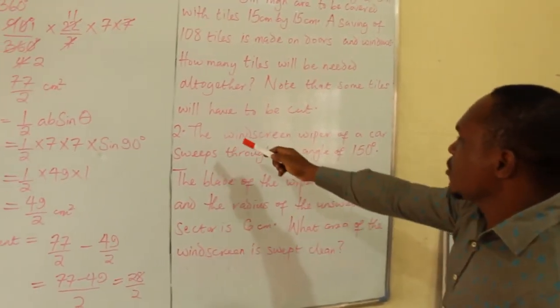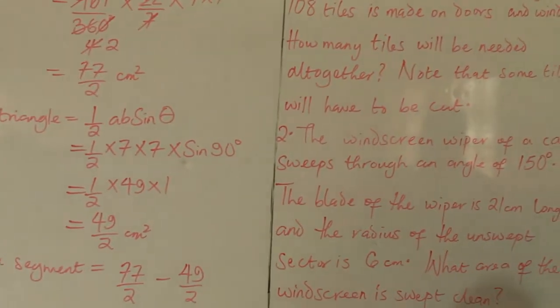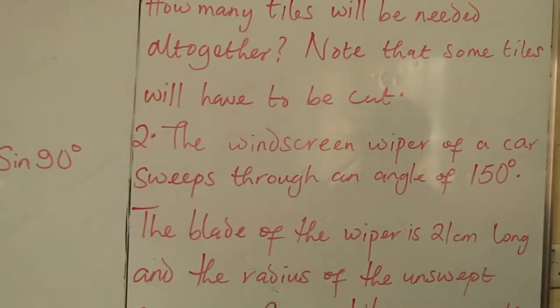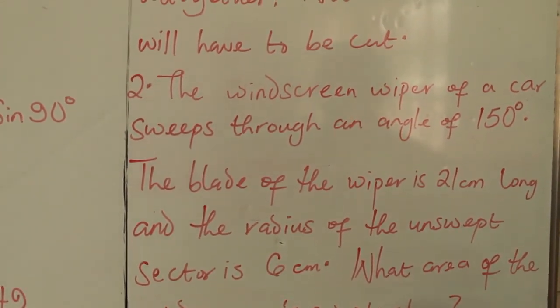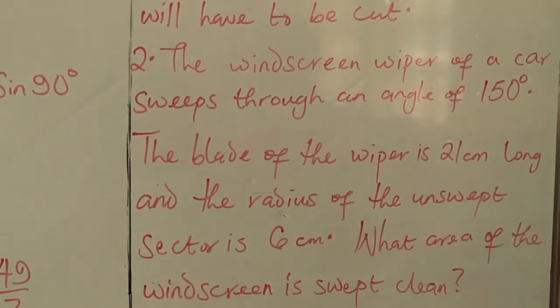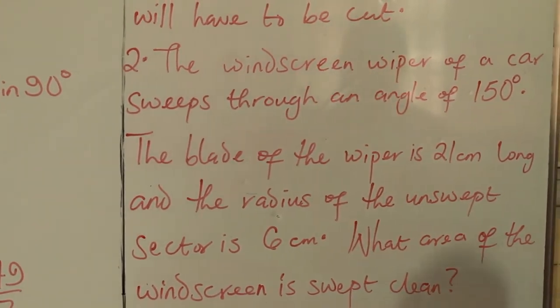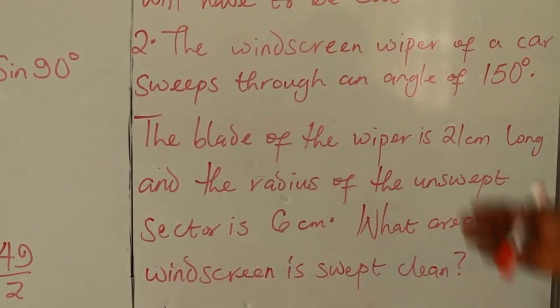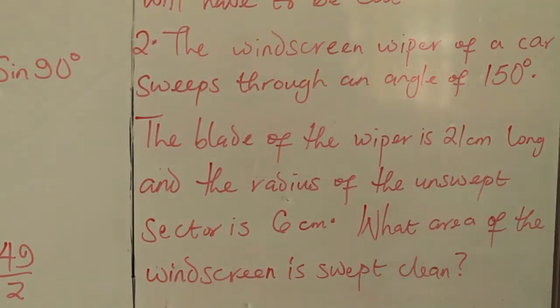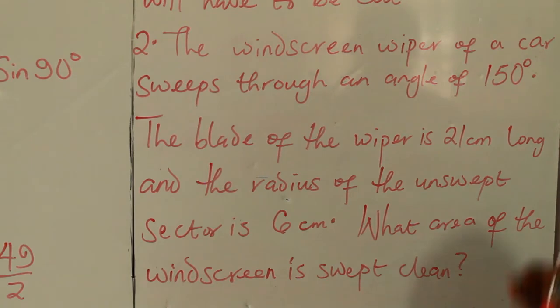Secondly, it says the windscreen wiper of a car sweeps through an angle of 150 degrees. The blade of the wiper is 21 cm long, and the radius of the unswept sector is 6 centimeters. What area of the windscreen is swept clean?